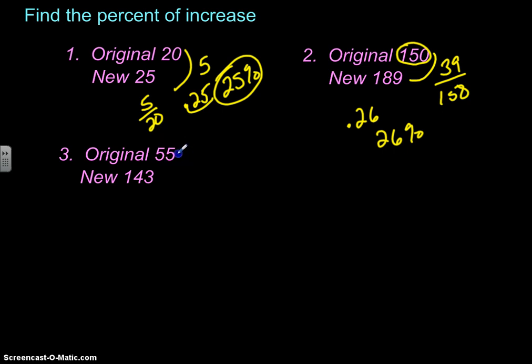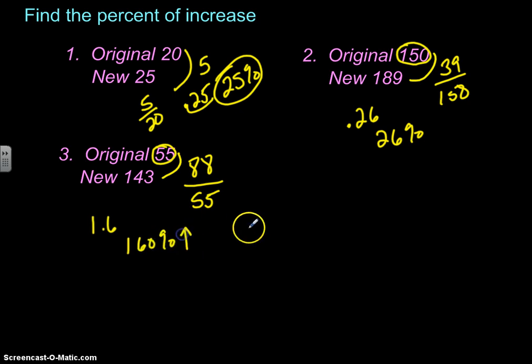Here, we're going from 55 to 143. That is a change of 88. Okay, and I divide the part, which is 88, the amount of change, by the whole, which is 55. Now, obviously, here the part is bigger than the whole. That's okay. That is okay. We're going to divide that by 55, and we're going to get 1.6. I need to move the decimal two places to change that to percentage. That's 160% increase. Okay, let's look at the next ones.